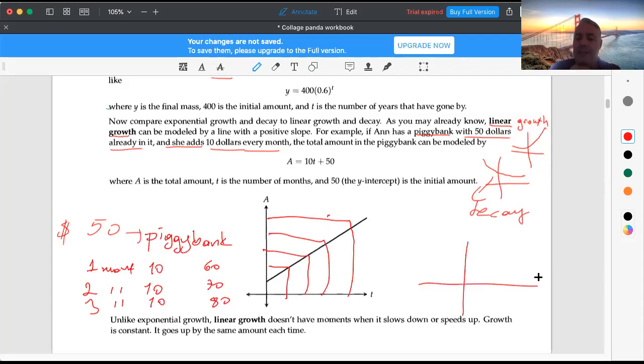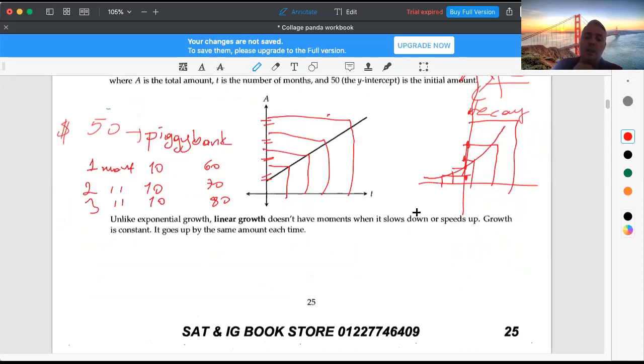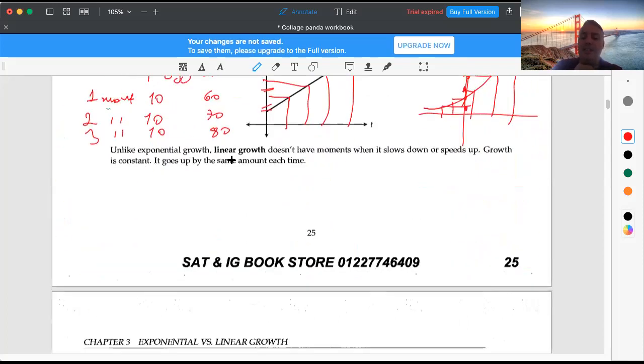But again and again, I want to tell you what exponential is. It was something like that. So very quickly, you see now. These differences here are the same, but here, of course, they are not the same. This one, this one, this one. So quickly it goes up. Unlike exponential growth, linear growth doesn't have moments when it slows down or speeds up. Growth is constant. It goes up by the same amount each time. So for the linear, we have the same amount, something like that, for example.